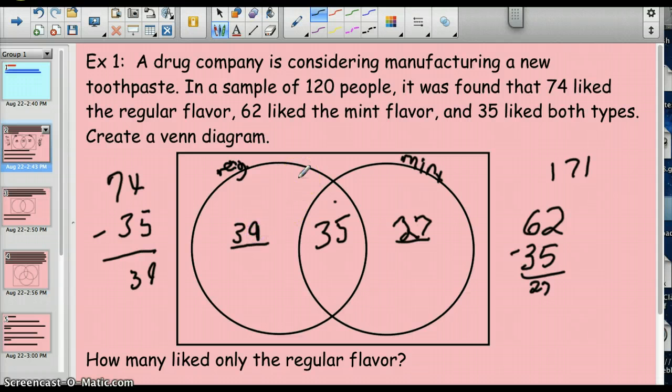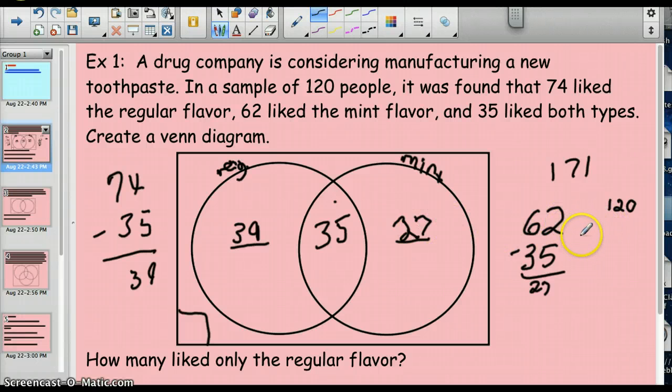And you'd think we'd be done at this point in time. You really would, but here's the thing you've got to consider. There is a universal set going down here. And we have to figure out how many total people were in the survey to figure out if there's anybody that didn't like either flavor. So to figure that out, we will take the total, the 120 people that we have in the survey, and we will subtract out the 39 people that liked only regular, the 35 people that liked mint and regular, and the 27 people that liked only mint.